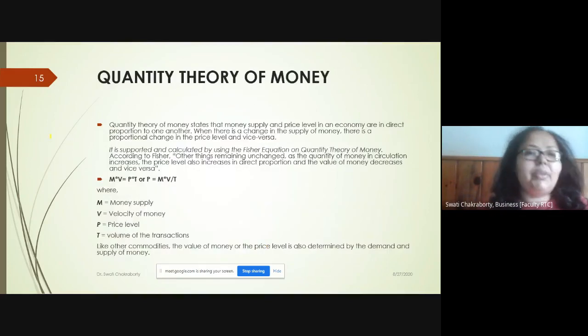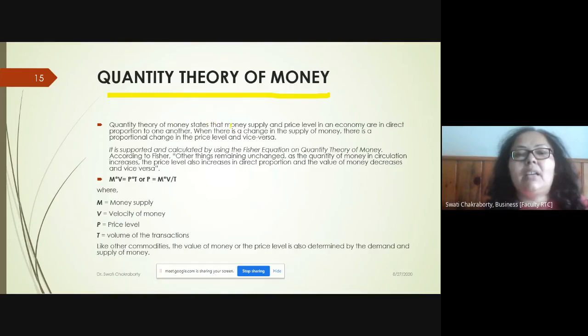Now, the next topic that comes up is the quantity theory of money. As per the quantity theory of money, money supply and price level in an economy are in direct proportion to each other. When there is a change in the supply of money, there will be a proportional change in the price level. It's supported by Fisher's equation on the quantity theory of money, where Fisher said that, other things remaining constant, as the quantity of money in circulation increases, the price level also increases in direct proportion, and the value of money decreases.